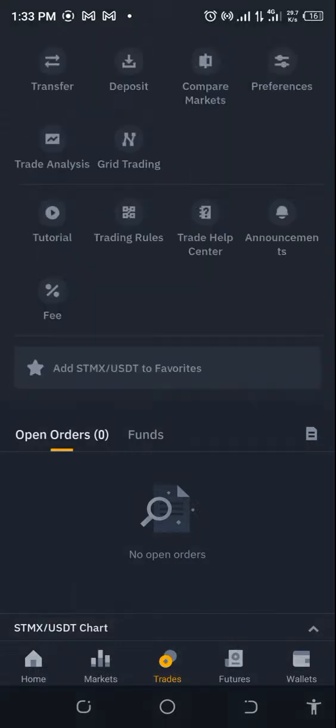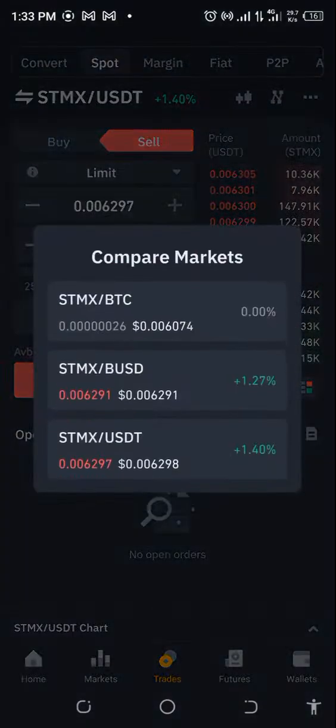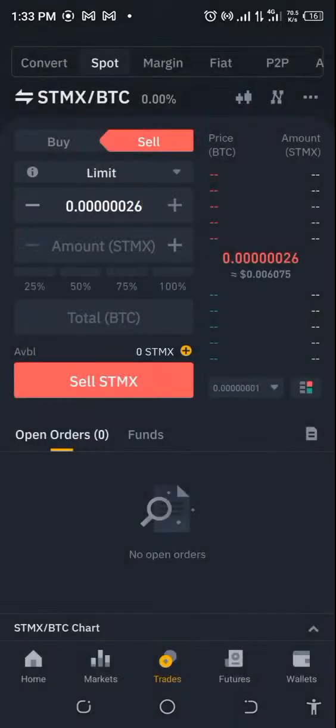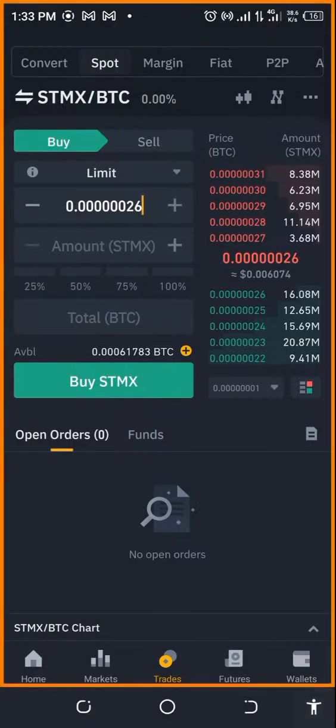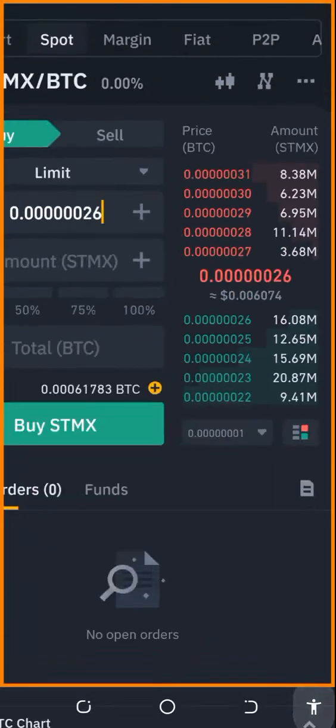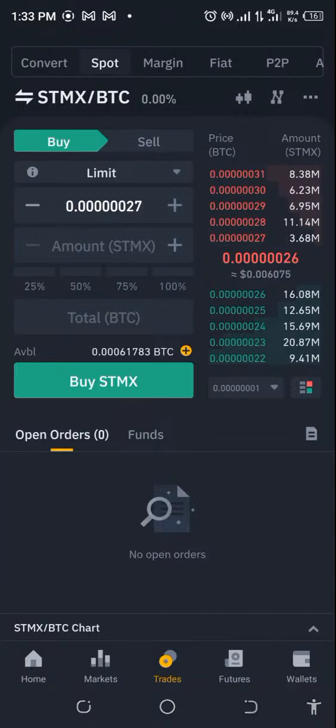Okay, so let's go back and select our BTC, checking that everything is still complete and correct. So what I'm going to do now, I'm going to buy this. But before I put in the 100%, instead of choosing 26, I'm going to choose 27. So let's choose that and then put 100%. Now, of course, you can see the price is different. I mean, the number of STMX we'll get is different.